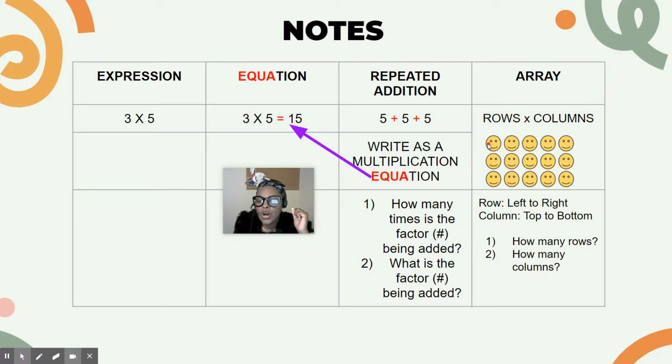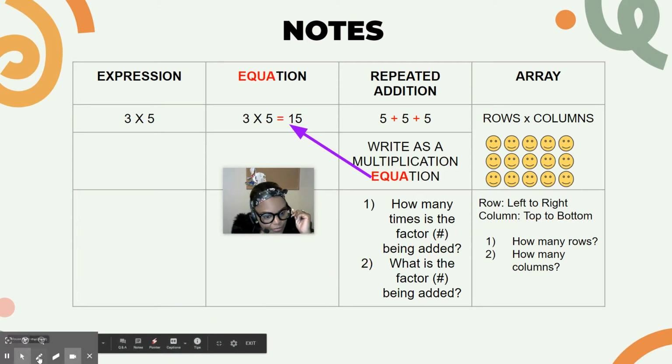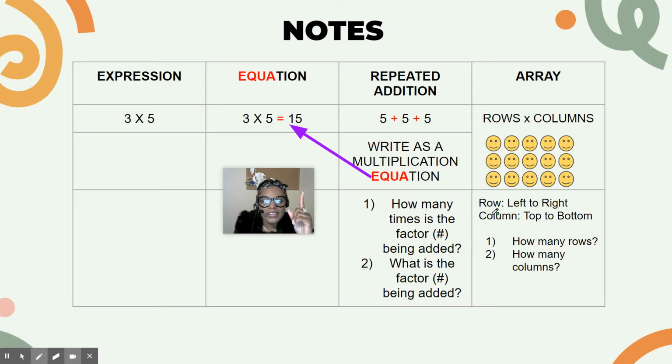So here I have a row from left to right, left to right, left to right. That's 3 rows. And columns are top to bottom, north to south. 1, 2, 3, 4, 5. That's 5 columns. So when you see an array, the very first question you should ask yourself is, how many rows do I have? Well, let's see. I just counted my left to right. I have 1, 2, 3. I have 3 rows.